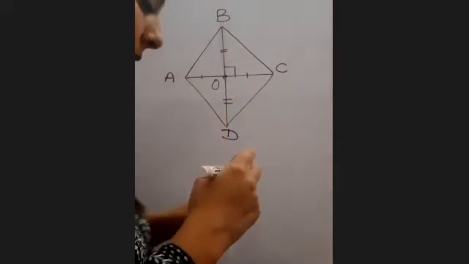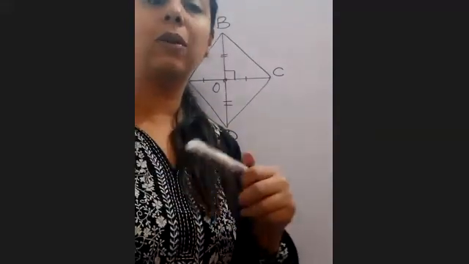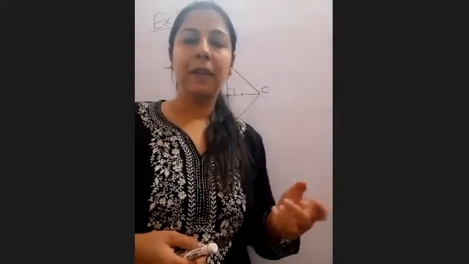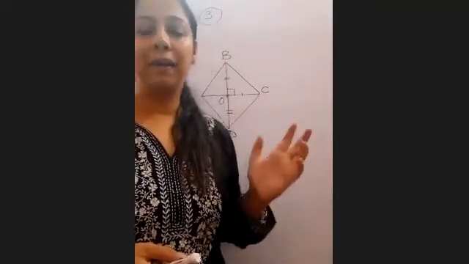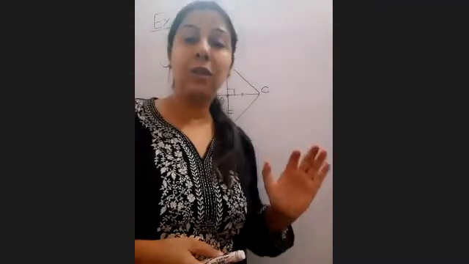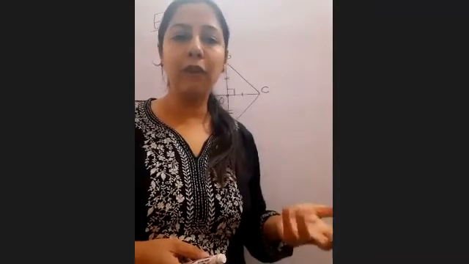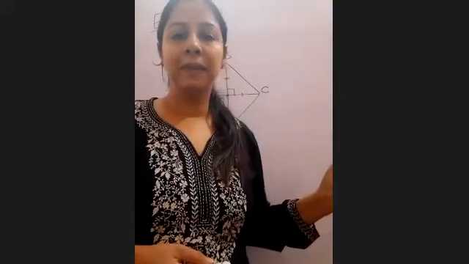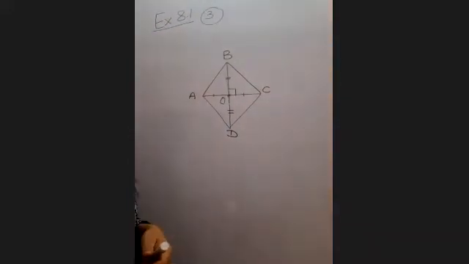Now, to show that it is a rhombus, how do we show that a quadrilateral is a rhombus? What is the traditional definition of a rhombus? A quadrilateral in which all four sides are equal. So if we need to show that this ABCD, in which the diagonals are bisecting each other at 90 degrees, is a rhombus, it will be enough for us to show that the four sides are equal. And children, the question is going to be very easy.